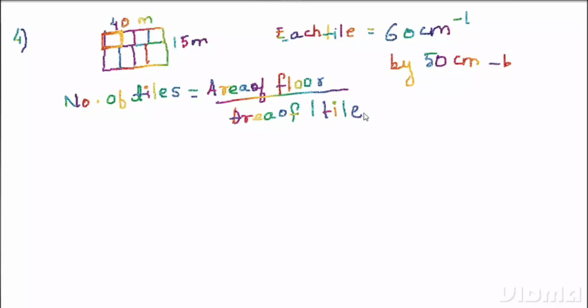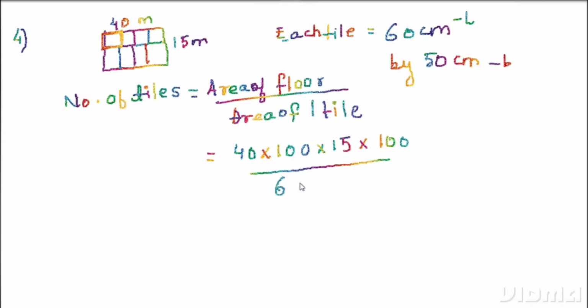tile का लेंथ एंड ब्रेथ. तो इसीलिए अगर हमको नंबर ऑफ टाइल्स फाइंड करना है तो we have to do area of floor divided by area of one tile. तो एरिया ऑफ फ्लोर क्या है? 40 मीटर इंटू 15 मीटर. But this is in meter, this is in centimeter. So you have to convert this. So 40 मीटर को सेंटीमीटर में कन्वर्ट करेंगे तो इंटू 100, 15 मीटर को सेंटीमीटर में कन्वर्ट करेंगे तो ये भी इंटू 100. Then divided by one tile.